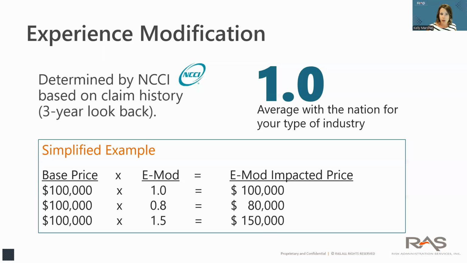On the bottom example, if you've had lots of claims, maybe some very significant severe claims over that 3-year look back, and end up with an EMOD over 1.0, so here 1.5, that same base price of $100,000 after it's impacted by the EMOD would result in a $150,000 workers' compensation premium. So you can see even just in this example how a couple of points on that EMOD can make a really big difference in terms of insurance premiums.